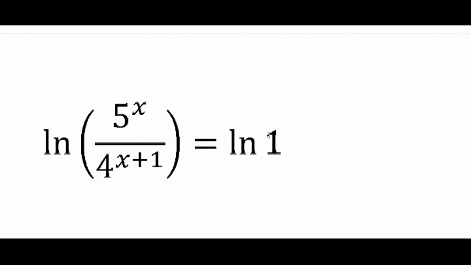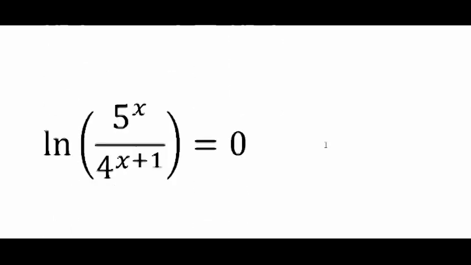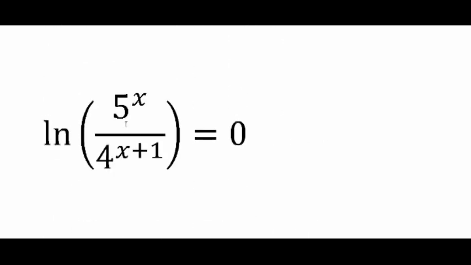But let's look at the right-hand side. What is the logarithm of 1? Well, the logarithm of 1 is, what is it? It is 0. That's right, it's 0. So the logarithm of this quotient is equal to 0. Okay, so now we've taken care of that. How do we do this left-hand side? And you probably just saw it.